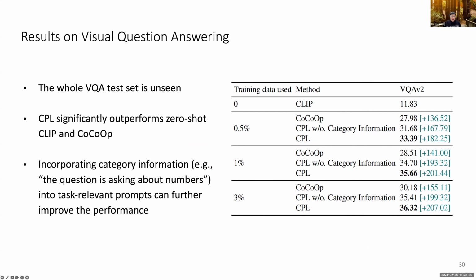And CPL also achieves better performance on the task of visual question answering. As you can see, the performance boost is very significant here, and similar to the task of image text retrieval, the whole VQA test set is ANSI. And we also notice that incorporating the category information into the task relevant prompts can further improve the performance. Like, say, if we inform the model that this question is about asking numbers, or this question is a binary question, the model can perform better.